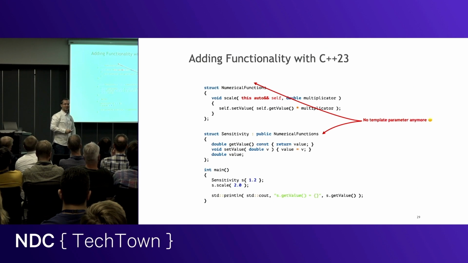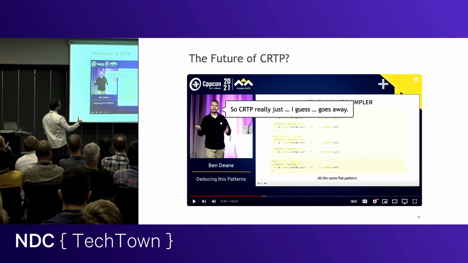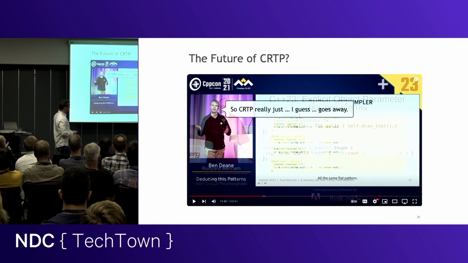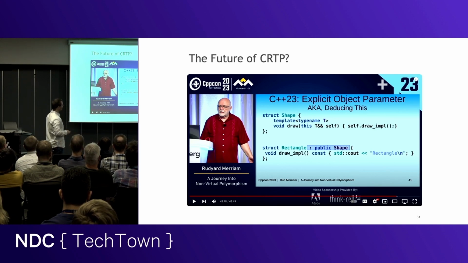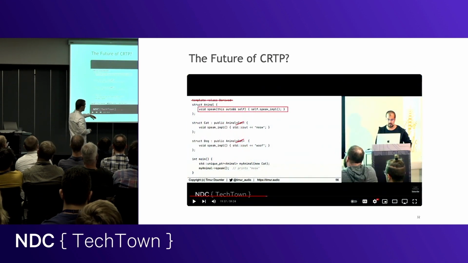Pretty simple. Whoa, that's amazing. This is nice. And people were quite intrigued by that. And Ben, kind of in one sentence, said, so CRTP really just, I guess, goes away. Oh, this motivated people to show off in their code. Indeed. Now, in the last year, 1.5 years, I've seen many talks that kind of picked up the idea and just showed how beautiful the new era will be with explicit object parameters. First example, second example, then there have been a couple more examples that I unfortunately did not find online anymore.